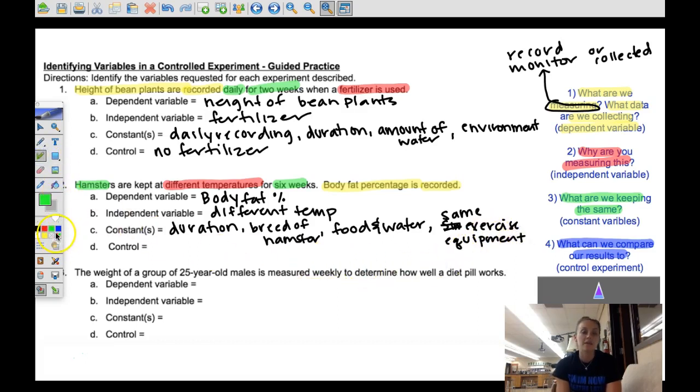And the very last thing we ask ourselves is, what can we compare our results to? What would be our control? And that one we're going to think pretty hard about. But remember, it's the removal of the independent variable. So if our experiment is focusing on different temperatures, that means our control variable would be keeping hamsters at a common temperature, which in this case would be room temperature.